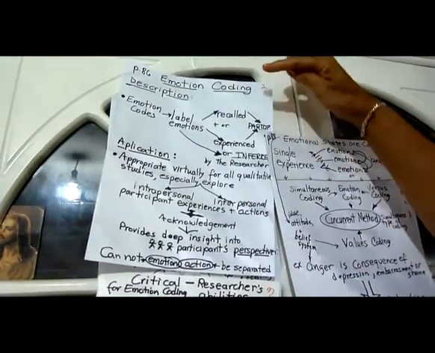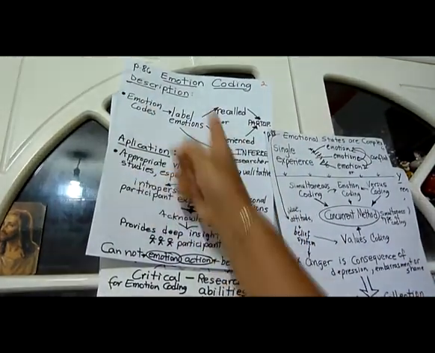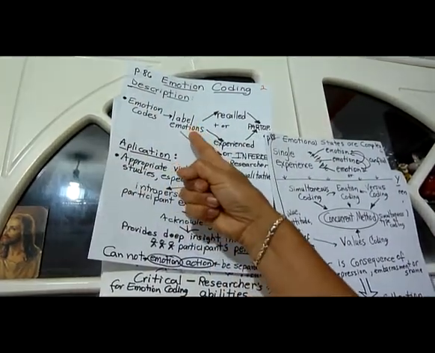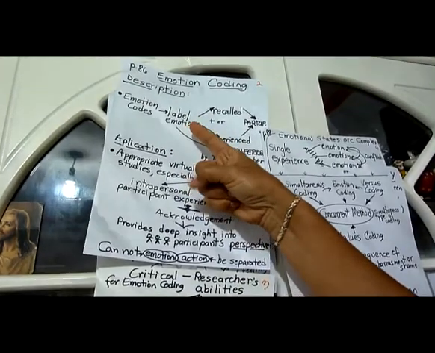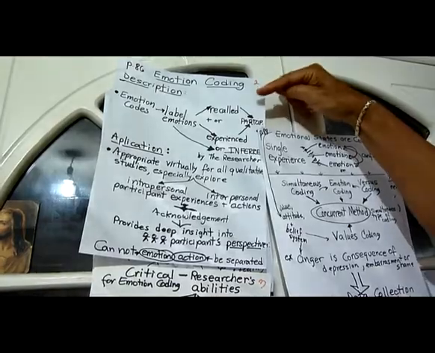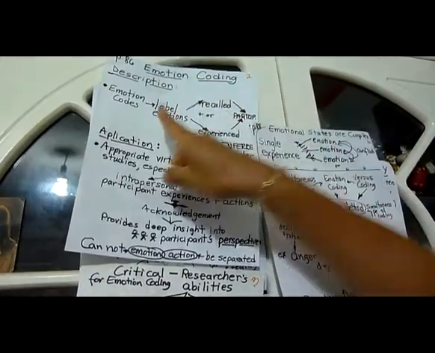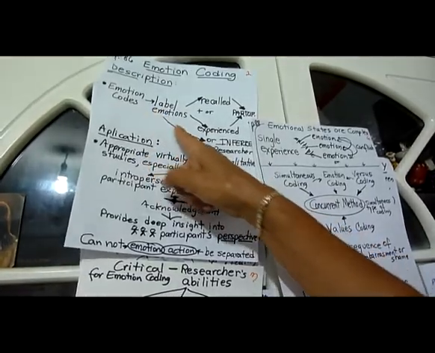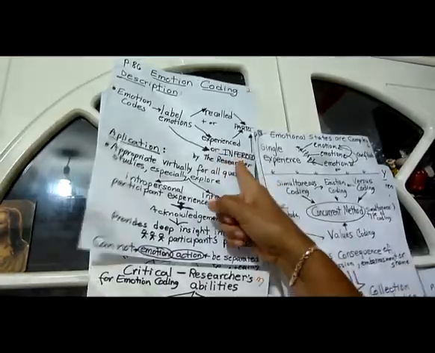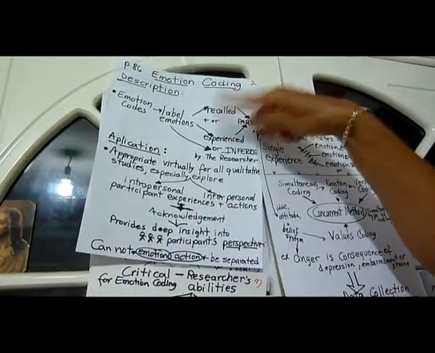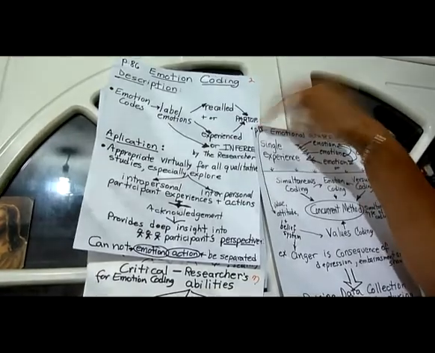What is important in the description of this type of coding is basically that emotion coding is labeling some information related to emotions that either the participant recalls or experiences, or we can also label emotions by using some inference as a researcher. So there are two ways that we can find information about emotions.